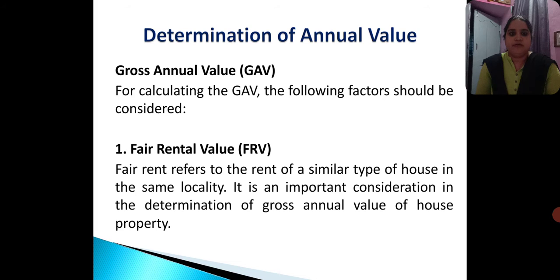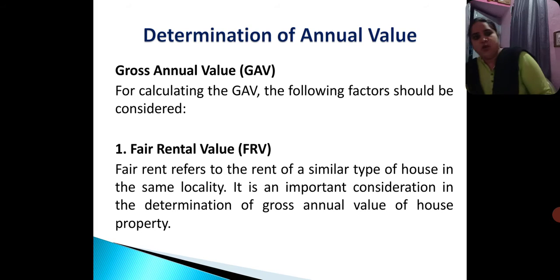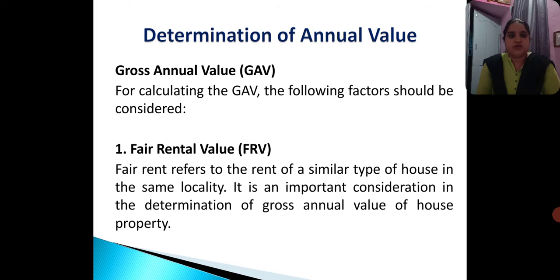The first is fair rental value. What do we understand with fair rental value? What is a fair rent? Fair rent refers to the rent of a similar type of house in the same locality. It is an important consideration in the determination of gross annual value of the house property. The first factor you are supposed to consider at the time of calculating the gross annual value is the fair rental value, which is nothing but the rent of a similar kind of house in the same locality.